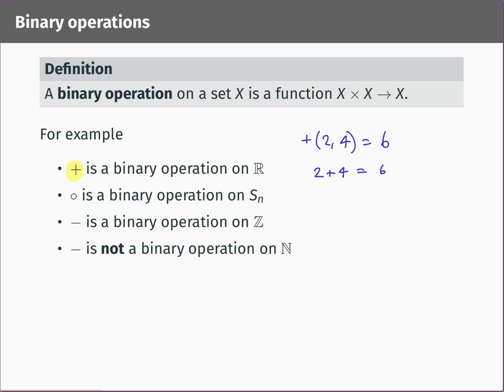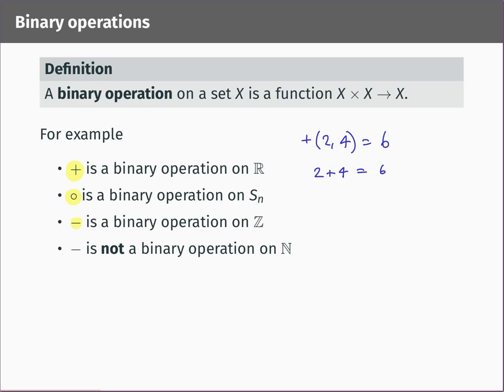As another example, you know that the composition of two permutations is again a permutation, and that means the circle, the notation we use for composition, is a binary operation on the set Sn of all permutations of 1 up to n. As another example, if you take the minus operation, that's a binary operation on Z, because if you subtract an integer from an integer, you get another integer. So minus is a function which takes as input two integers and gives you as an output another integer.